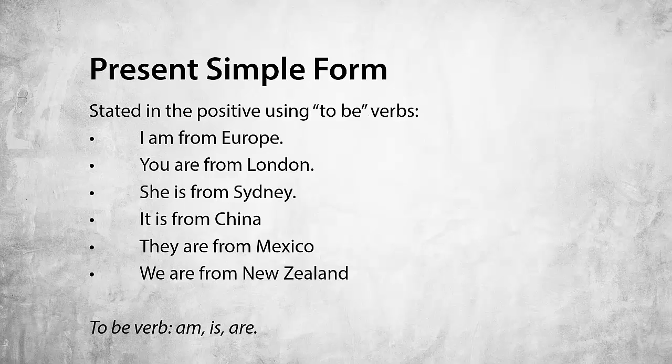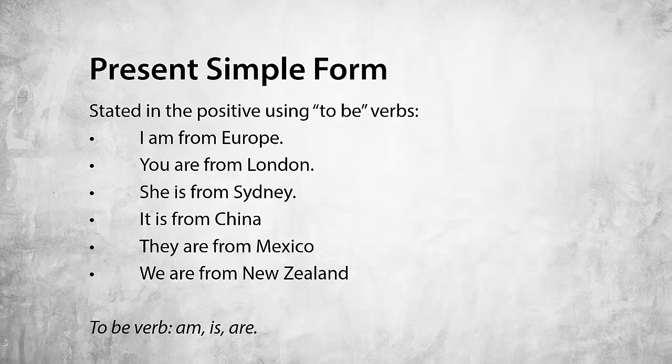So you can say, I am from Europe. You are from London. She is from Sydney. It is from China. They are from Mexico. We are from New Zealand. Basically, the only thing that changes, depending on the subject, is whether we use am, is, or are.